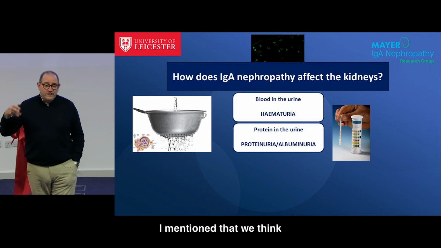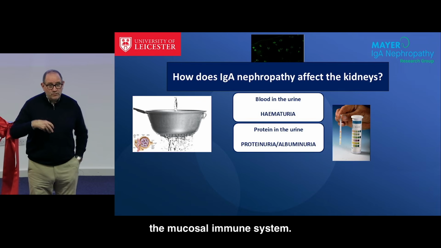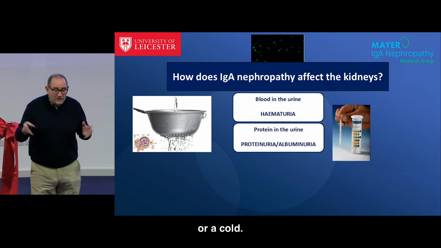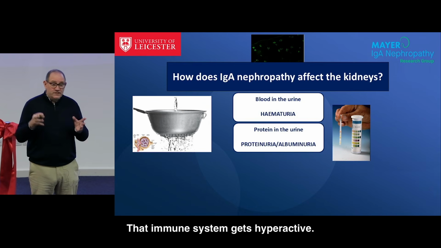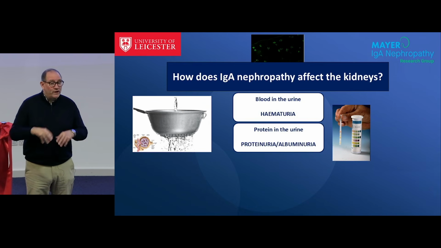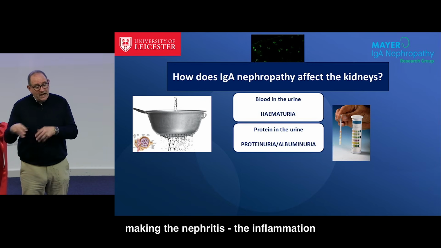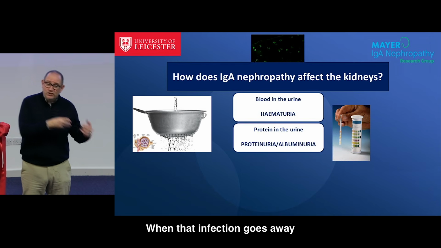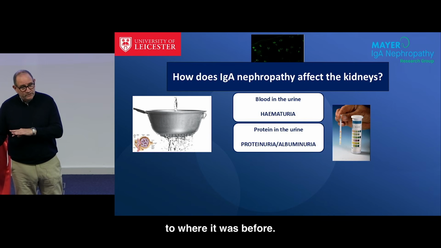I mentioned that we think the cells that produce the IgA are within what we call the mucosal immune system. So whenever your mucosa gets activated, so you pick up a cough or a cold, you have tonsillitis, you have a gastrointestinal infection, that immune system gets hyperactive. And whatever it's producing, we still don't know, is ending up making the nephritis, the inflammation, worse temporarily. When that infection goes away, the signals go away, the kidney gets back to where it was before.